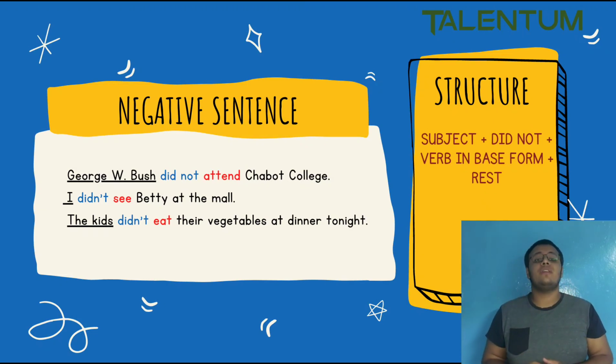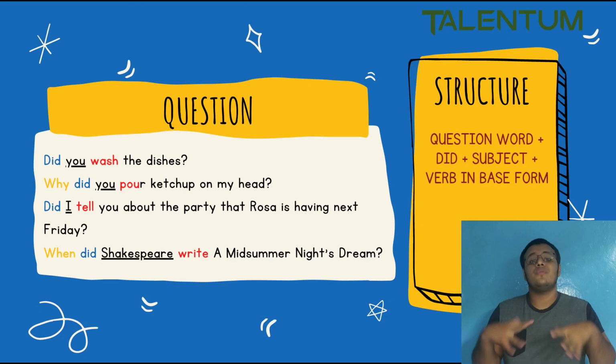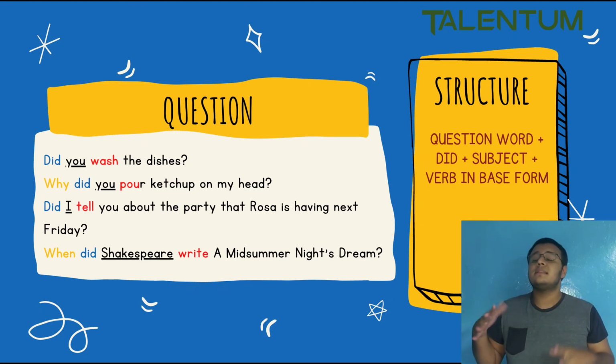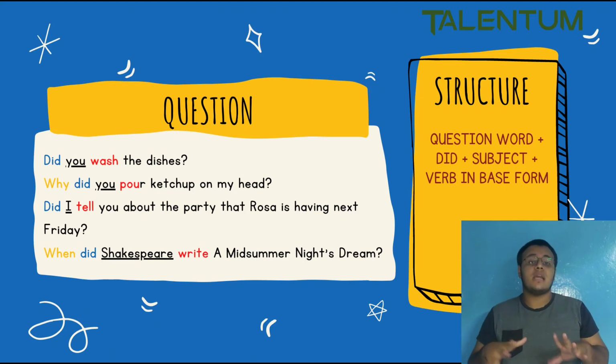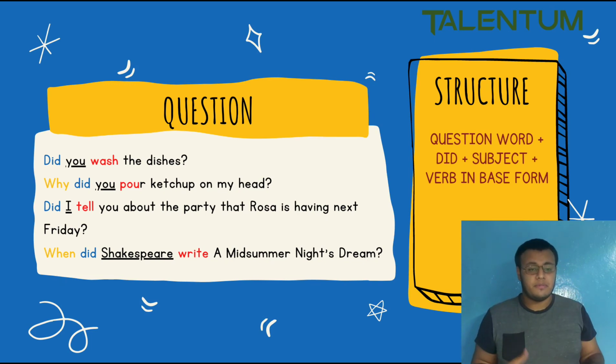Now we have some examples in the negative form. George Bush did not attend Chabot College. I didn't see Betty at the mall. Lastly, we have the structure to make questions. This is kind of simple, so try to pay close attention. Here we have another formula. First we have the WH question, then the auxiliary did, then the subject, then the verb. So I think it's pretty simple too.